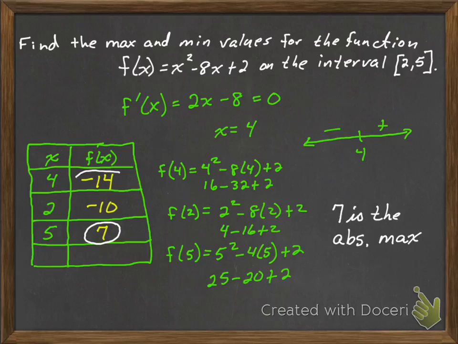Negative 14 is the smallest value in this table, which means negative 14 is the absolute minimum. Now, as I referred to earlier, on the AP exam, they typically do not call this absolute max or absolute min. They just say what's the maximum and minimum values. Okay?